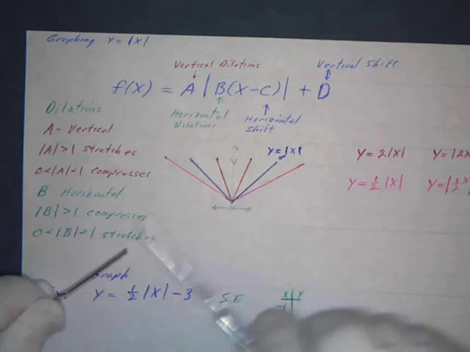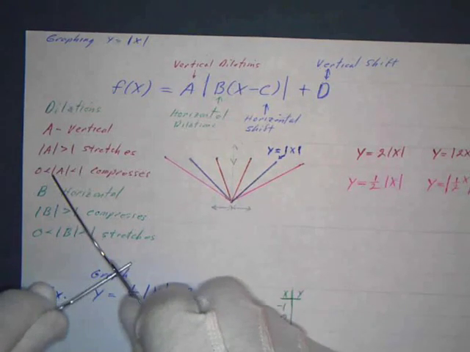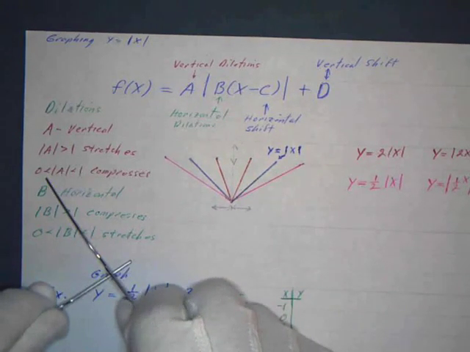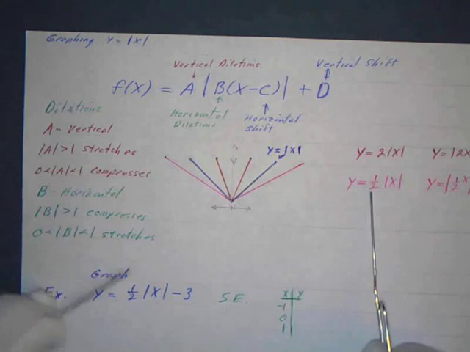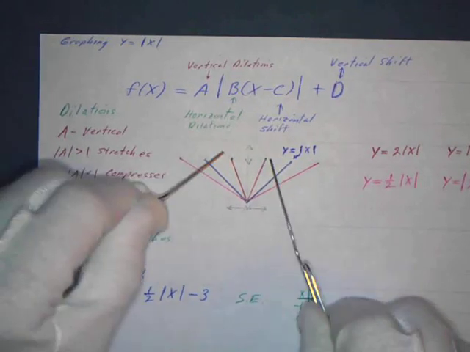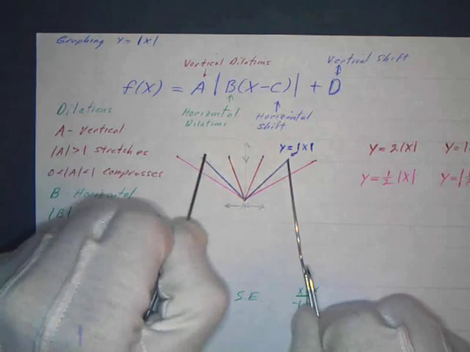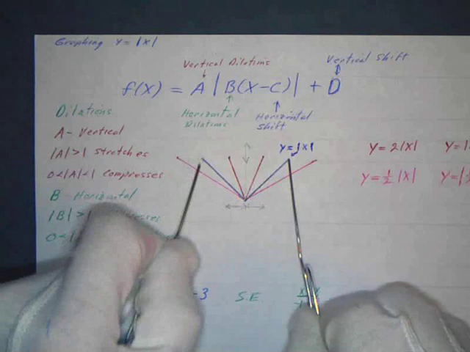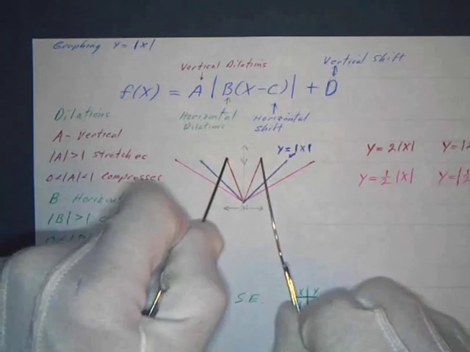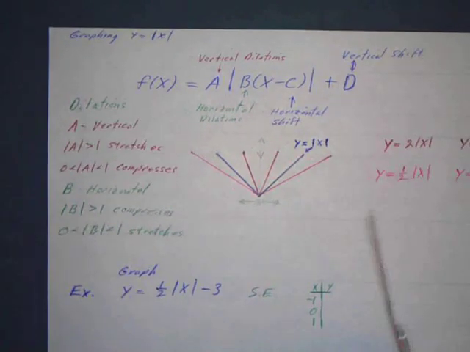And then if a is a fraction, the absolute value of a is between 0 and 1, like this, we say it compresses it. So it would kind of flatten it down. It would bring it down. So that's a compression, bringing it down. This would be a stretch, bringing it up, so it would look like this. If you took these corners and moved them up, higher, higher, it would actually make it get skinnier.